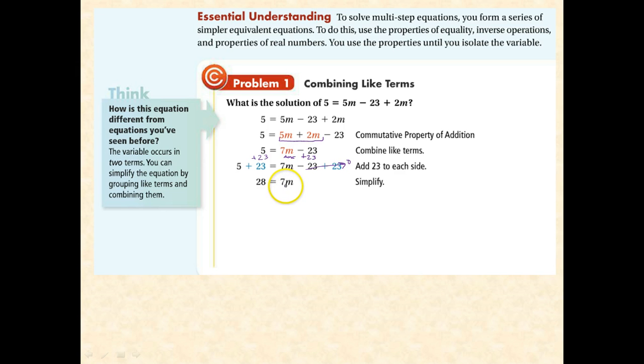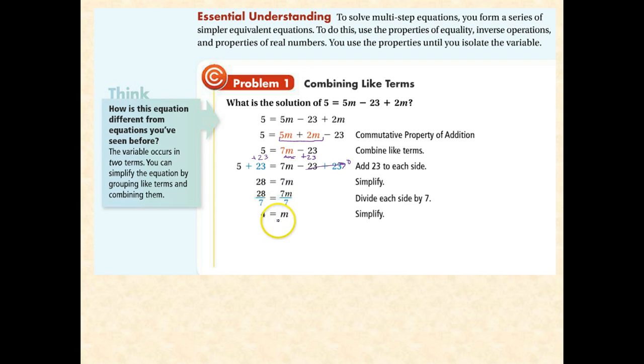But my m is still not by itself. What's happening to my m? It's being multiplied by 7. And what is the inverse operation of multiplying by 7? You said it. Divide by 7. So when we simplify, 7 over 7 is 1. So we got 1m. 28 divided by 7 is 4.